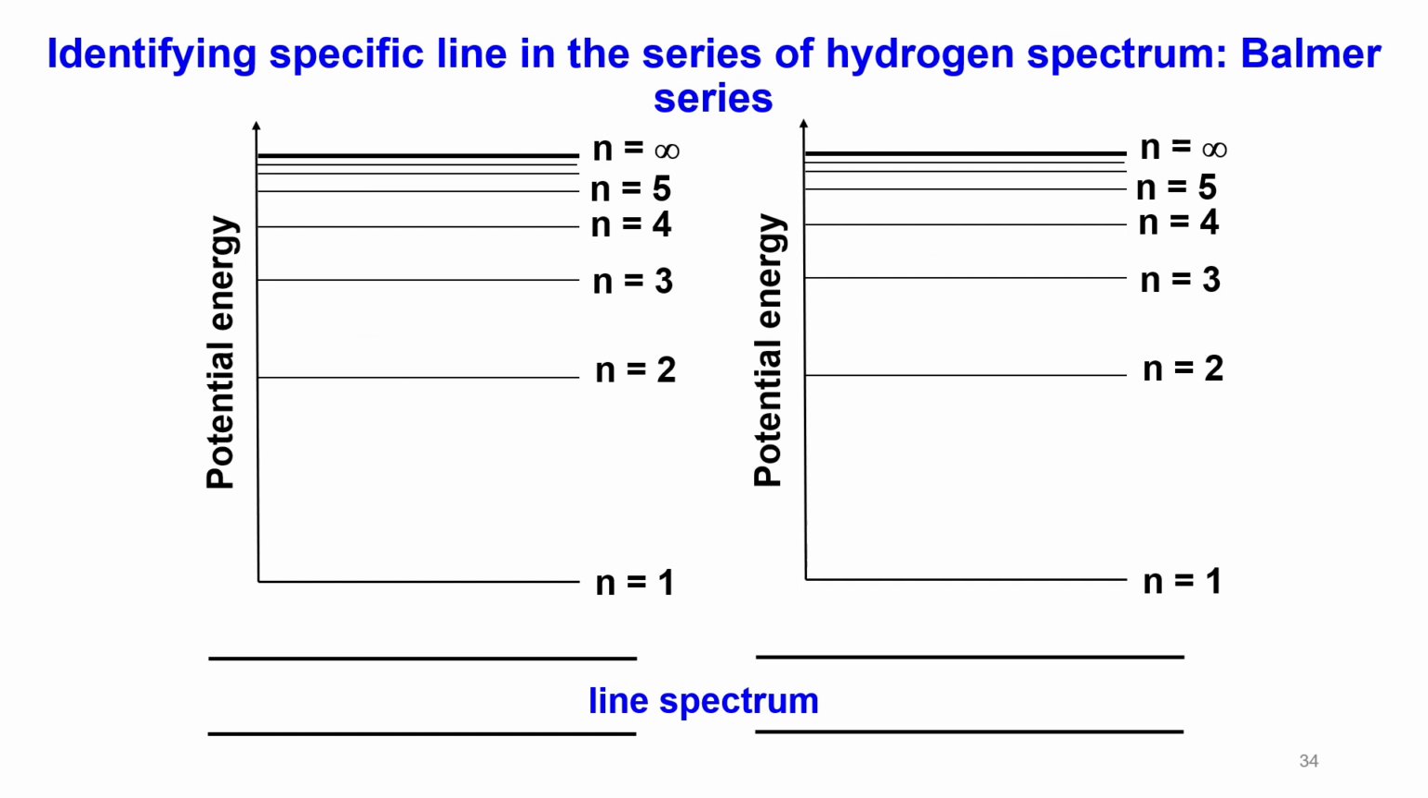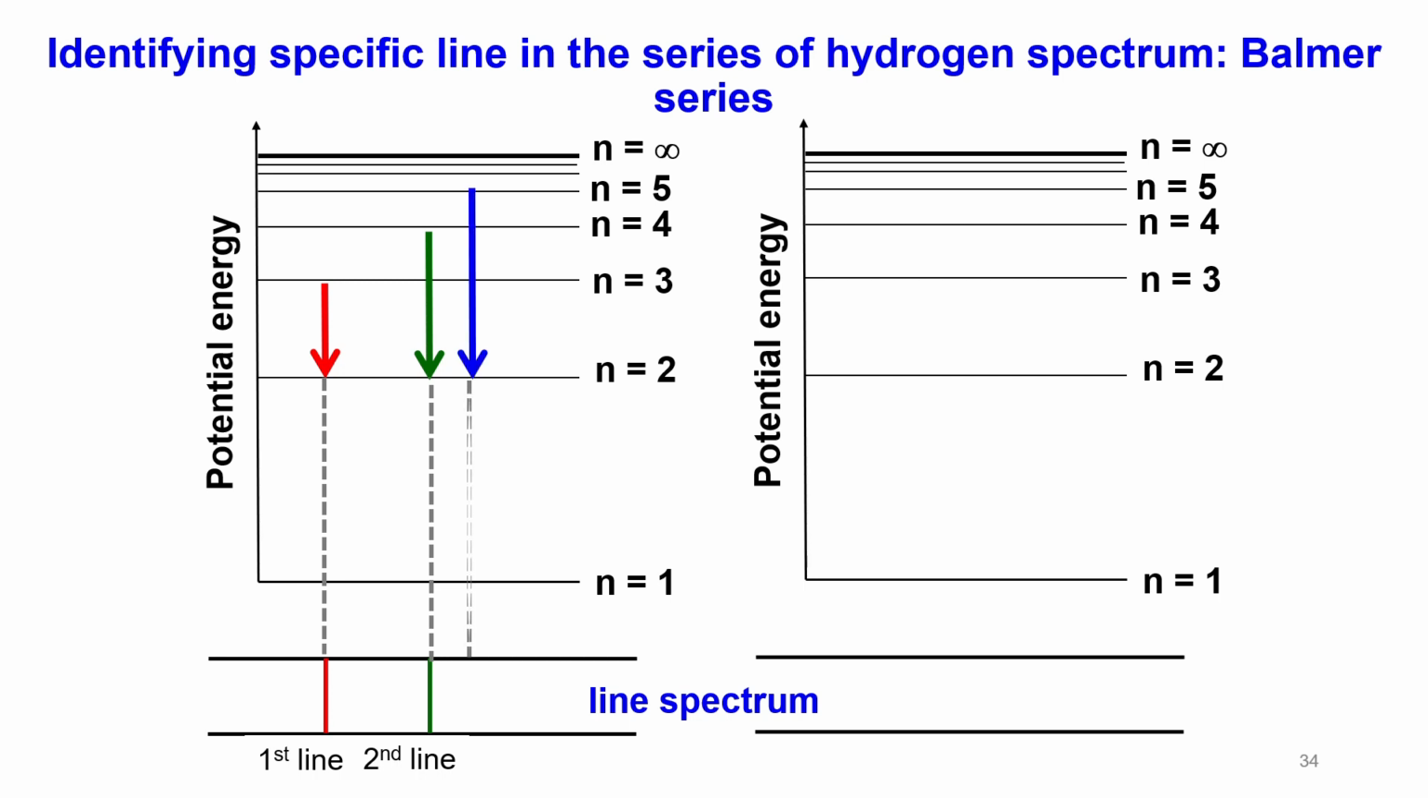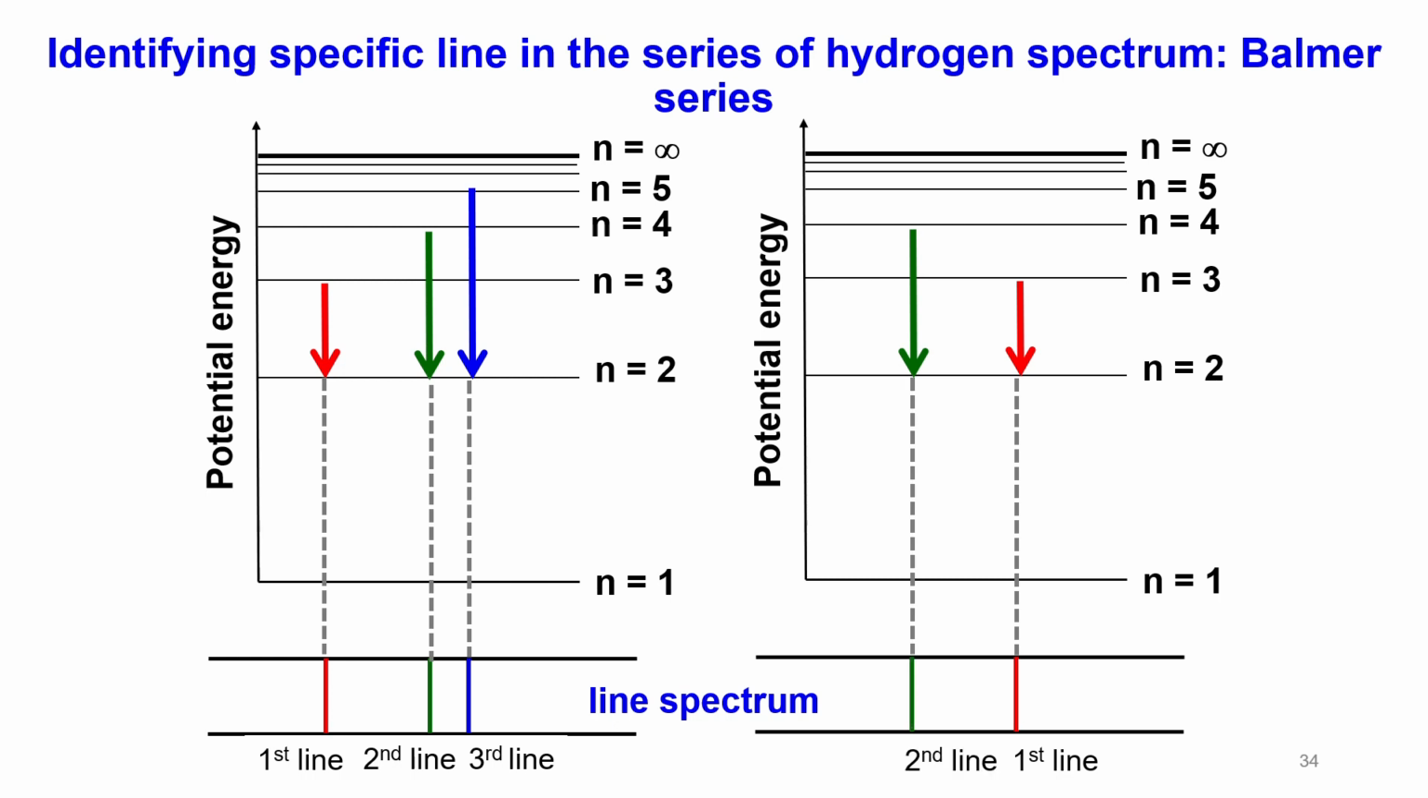Okay, identifying specific line in the series of hydrogen, iaitu untuk Balmer series. So for Balmer series, anything that falls to n is equal to 2 is Balmer series. So kita dapat first line, 4 to 2 second line, and then 5 to 2 third line. Kalau this one, kita tengok 3 to 2 first line tadi. So this is the first line, second line, third line.